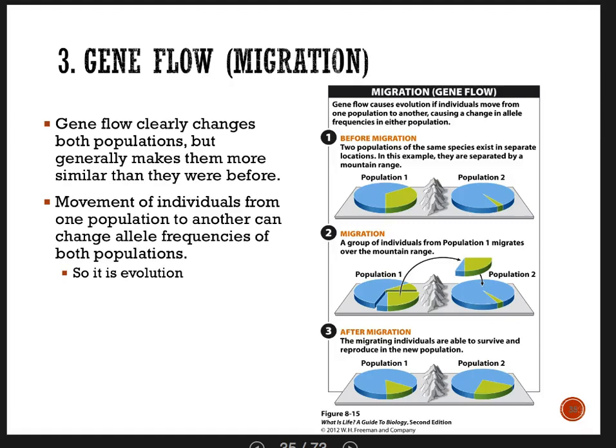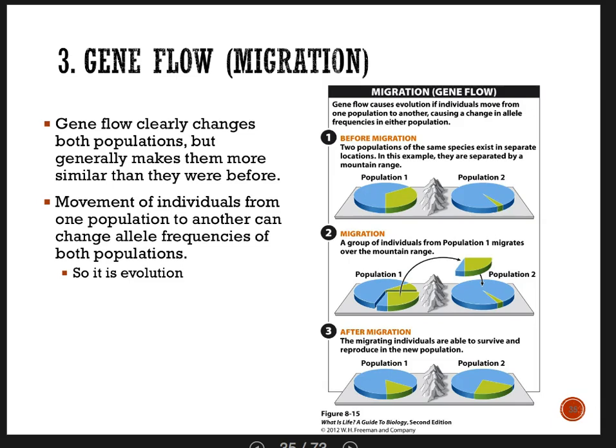Welcome back. We're in part 3 of chapter 8, and we're still talking about the 4 mechanisms of evolution. We've already covered genetic drift and mutation, and now we're covering gene flow. Remember, your book uses the term migration more than gene flow, and I use gene flow because I think it's a little bit better. I've already explained to you why.